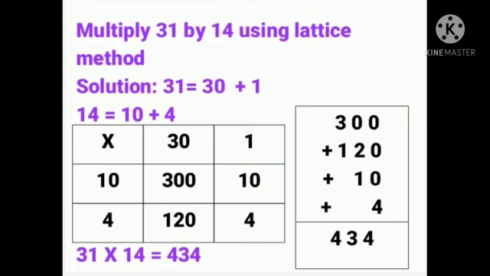Let's start from units place. 0 plus 0 plus 0 plus 4 is 4. 0 plus 2 is 2. 2 plus 1 is 3. 3 plus 1 is 4. Therefore, 31 multiplied by 14, answer is 434.